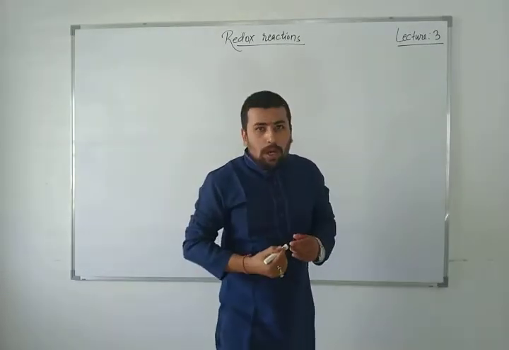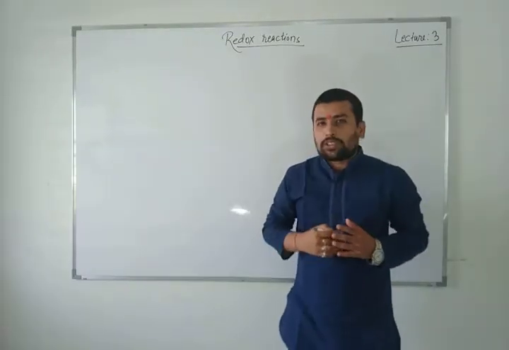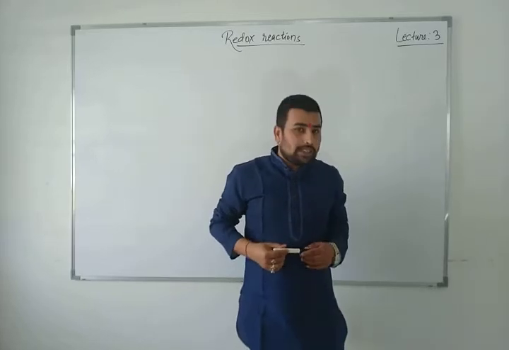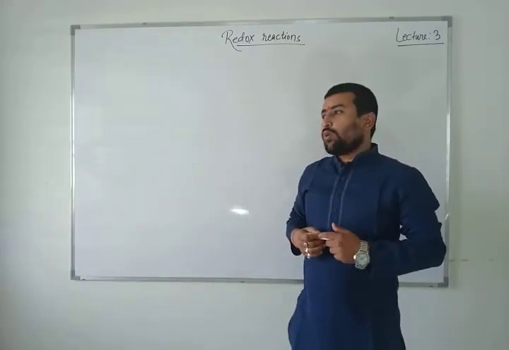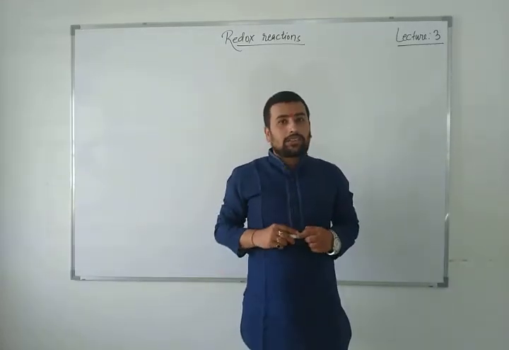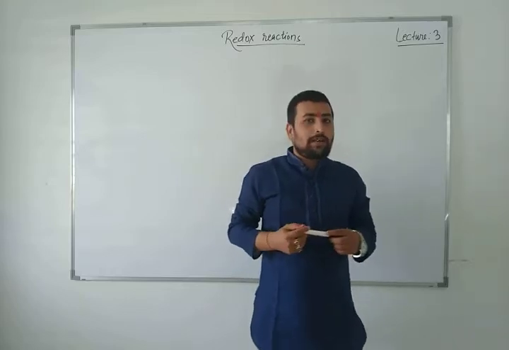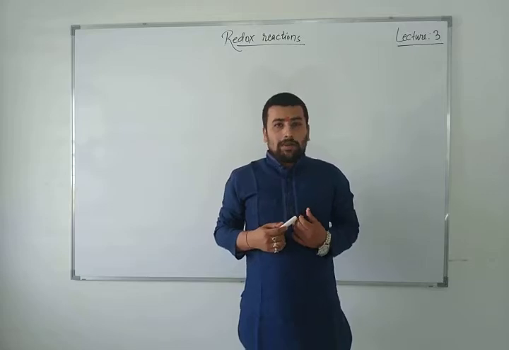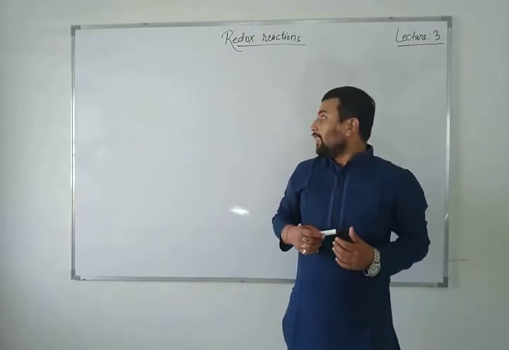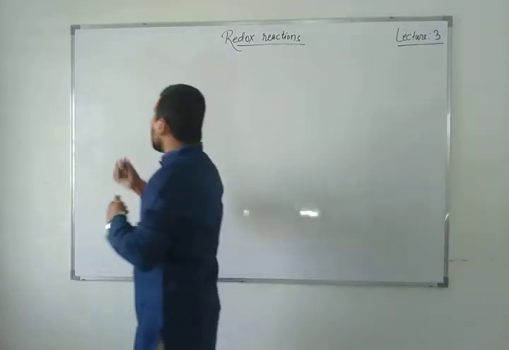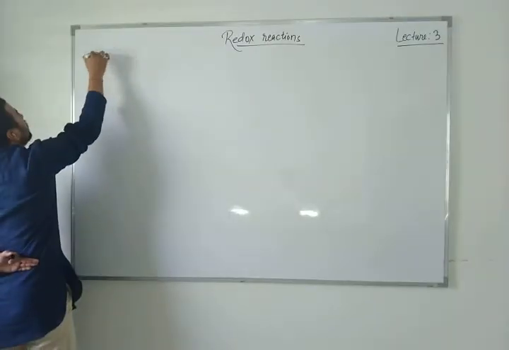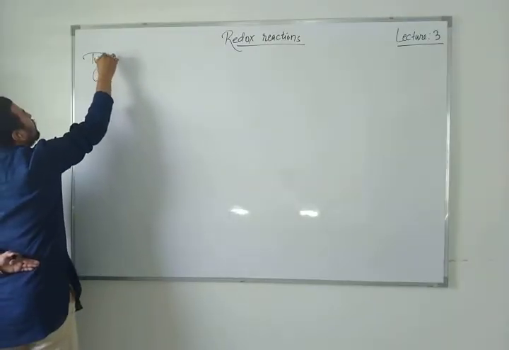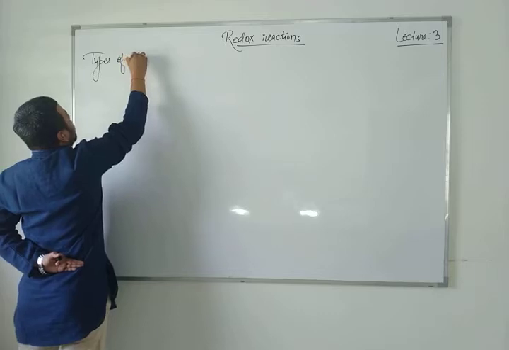In lecture number 1 and lecture number 2, lecture number 1 was just an introduction of redox reaction, and lecture number 2 was how to balance the redox reaction by the oxidation number method. Means there are 2 methods, oxidation number method and second was half cell method. And in this video we will discuss the types of redox reaction.